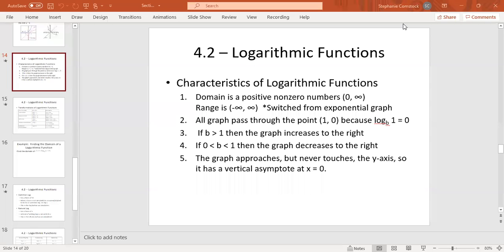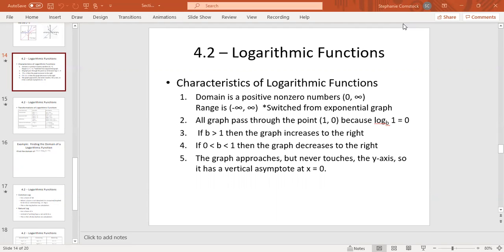So let's talk about some characteristics of logarithmic functions, okay? The domain for a log function is going to be positive non-zero numbers, or from 0, open, so not including 0, to infinity. The range is all real numbers, or negative infinity to infinity. Now, one thing to note is this is the exact switch from the exponential graph's domain and range that we saw when we talked about exponential properties. And that is, again, because exponentials and logs are inverses of each other. And so if you switch the x's and y's, then you're also switching the domains and the ranges.